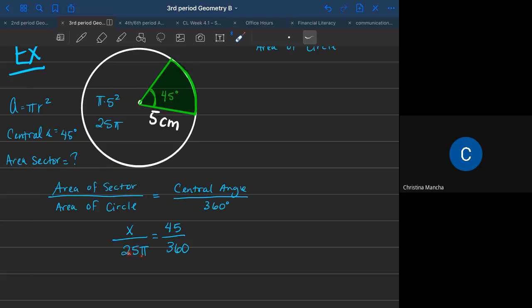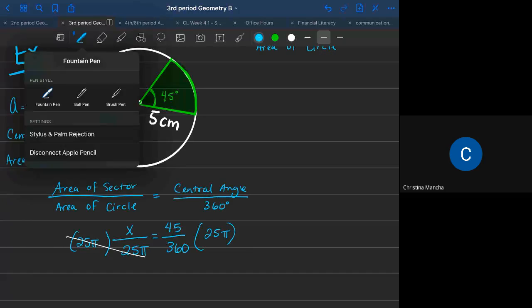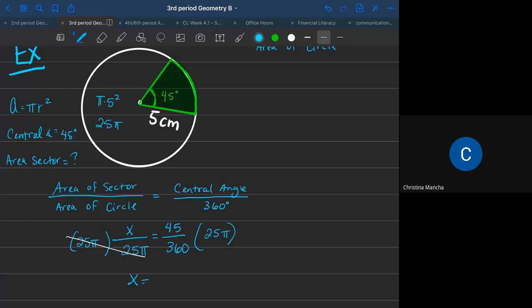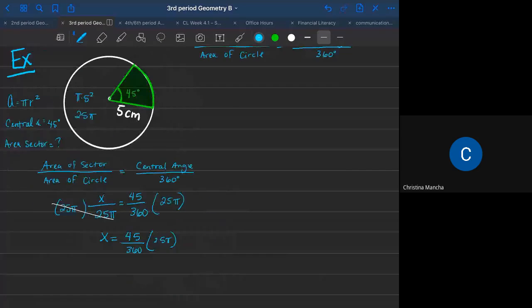Now, in order to get x by itself, we know that here we are dividing by 25 pi. So then the opposite is to multiply by 25 pi. And so then here I'll get 25 pi. So by doing that, these two cancel each other out, and I'm left with x is equal to 45 over 360 times 25 pi. And so now you can take that and bring your calculator in.